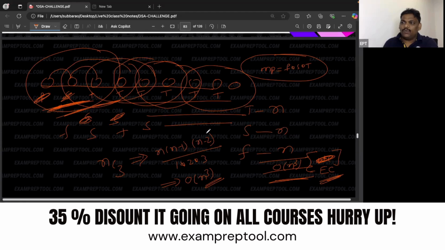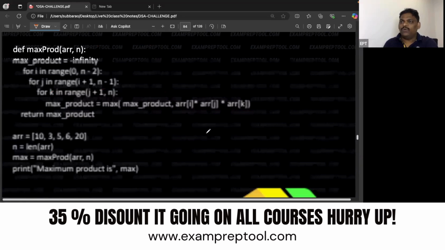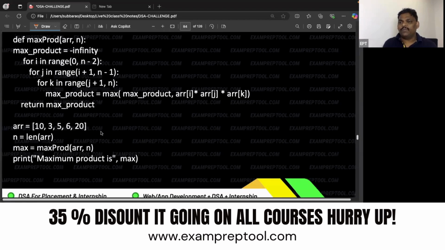Some people are asking, sir, for the program for this. I have written a very simple Python program. Can you see this one? This is the array. So find the length of the array. Then call the max product function by passing that array.